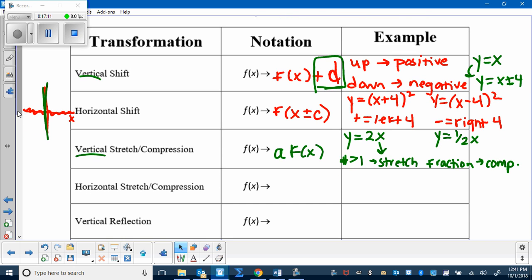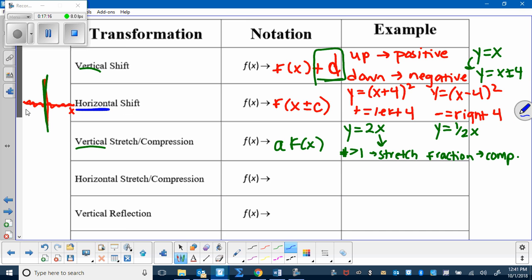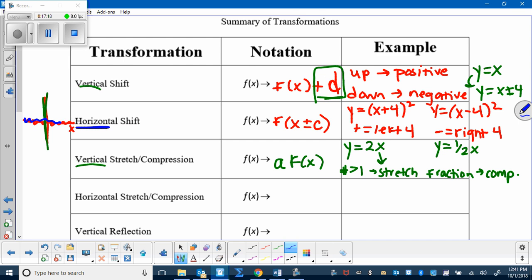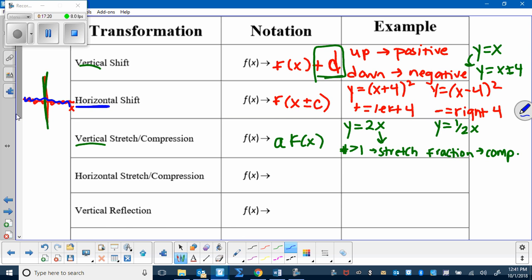Horizontal stretch or compression. Guys, if it's horizontal, it has to do with your x-axis, because that's your horizontal axis. Okay, horizontal again is on your x-axis. Anything that says horizontal has to be on the inside of parentheses. So your horizontal stretch or compression would look like that. Okay, B would be a number, it could be 2, it could be 1/2, it could be a million. Okay, anything that goes right here could be a number.